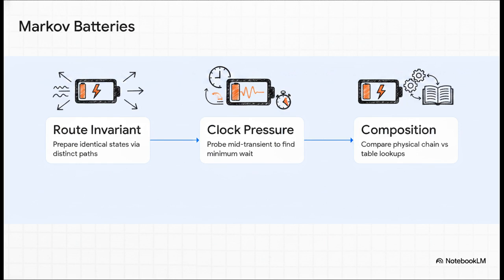Finally, the third battery tests composition. This proves that if you physically chain 2 inputs together in the real world, it yields the exact same logical result as just looking up those 2 steps sequentially in a spreadsheet.